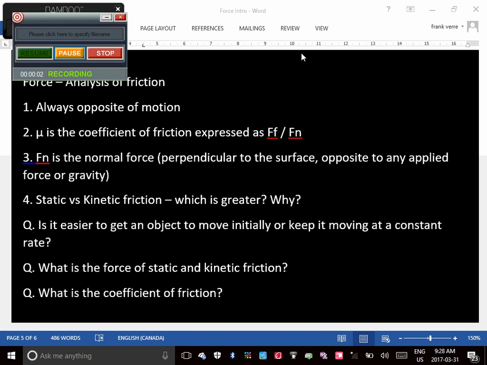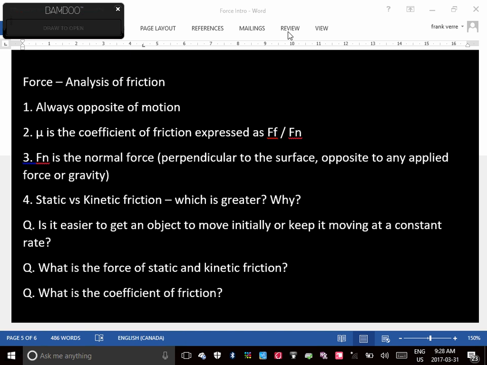Okay, so we're going to talk specifically today about friction. There's a couple of things you need to know about friction. It's a force, so if we want to calculate friction, it's still F equals ma. So it's really no different than that, but there are a few more things that we need to talk about when it comes to friction.